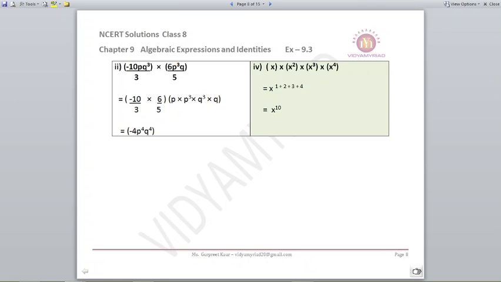Last part, x multiplied by x square multiplied by x cube multiplied by x raised to power 4. All the bases are same with x. Powers are 1 plus 2 plus 3 plus 4. So the answer comes to x raised to power 10. Please be careful, whenever you have same base and powers are there, you will add the powers. That is very important in this case.